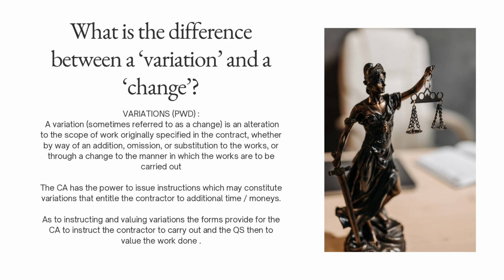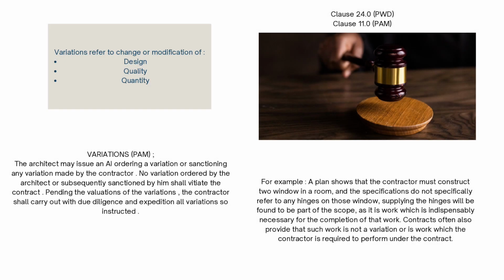In variation, the CA has the power to issue instructions which may constitute variations that entitle the contractor to additional time or money. As to instructing and valuing variations, the form provides for the CA to instruct the contractor to carry out and the QS to value the work done. Variations refer to a change or modification of design, quality, and quantity.